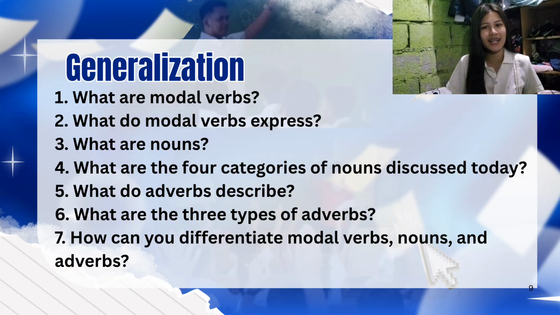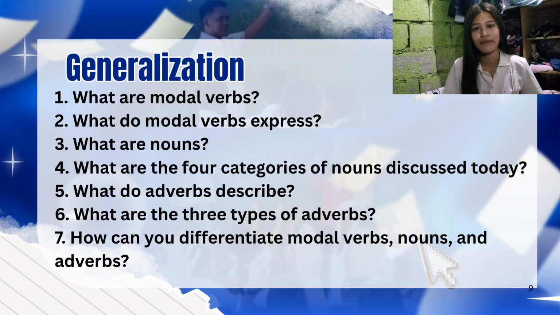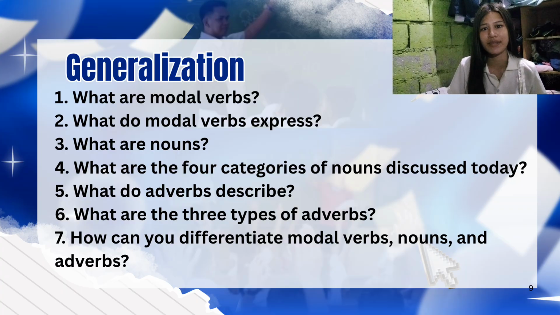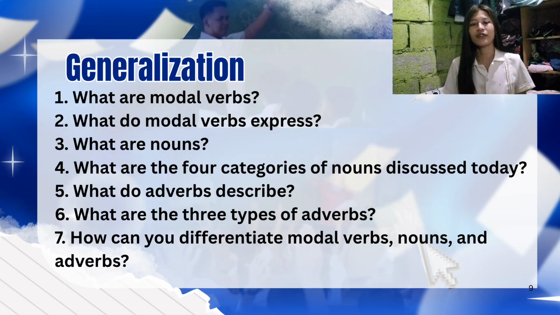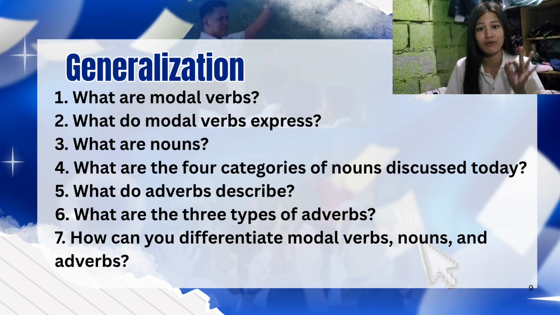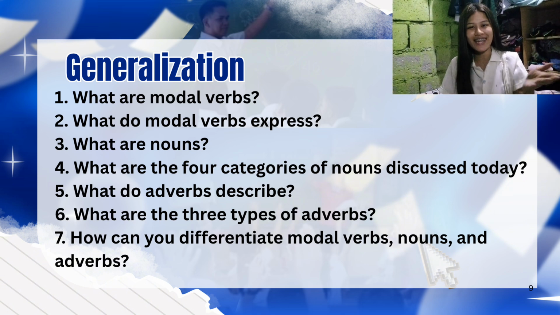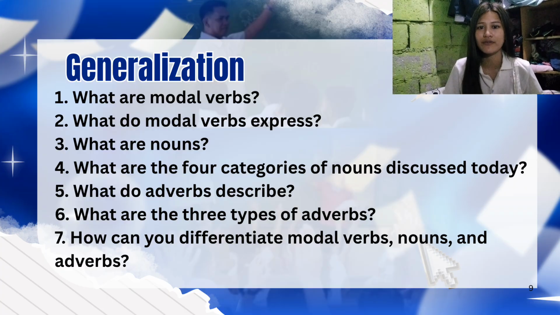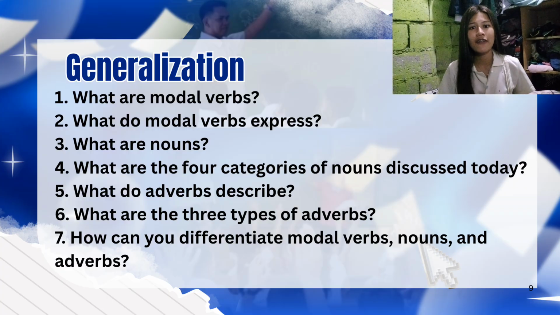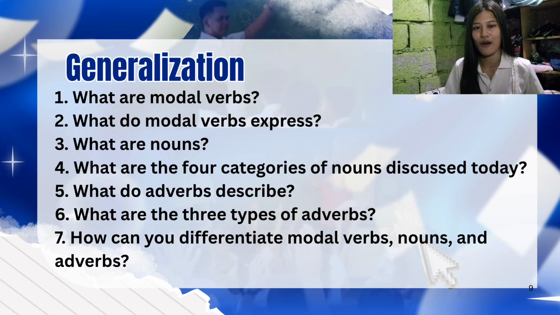Very good. Exactly. So the adverbs describe verbs, adjectives, or other adverbs, and they can tell us how, when, or where something happens. So another question. What are the 3 types of adverbs? Any volunteer? Okay, yes, you. Very good. So the 3 types of adverbs are the adverb of manner, adverb of time, and adverb of place.